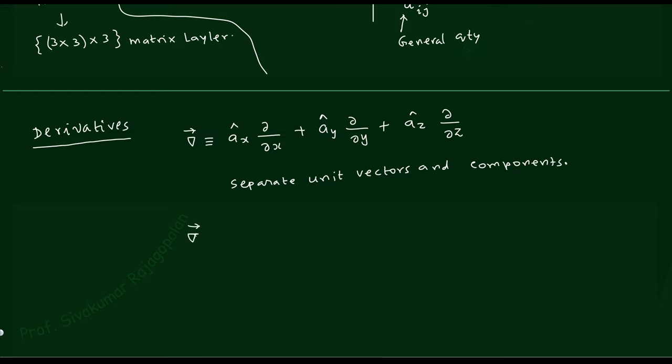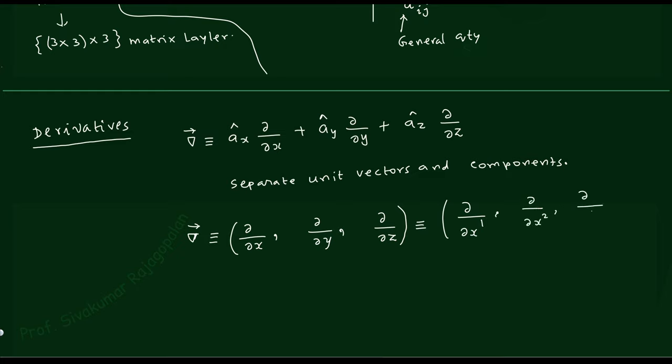Then the operator will look like you have a dou by dou x. Dou by dou x means components. Then you have a dou by dou z. So that means components are written down. And then we will remove x, y, z and put a 1, 2, 3. So as usual, x, y, z you remove and put a 1, 2, 3. So x1, then x2, then x3.